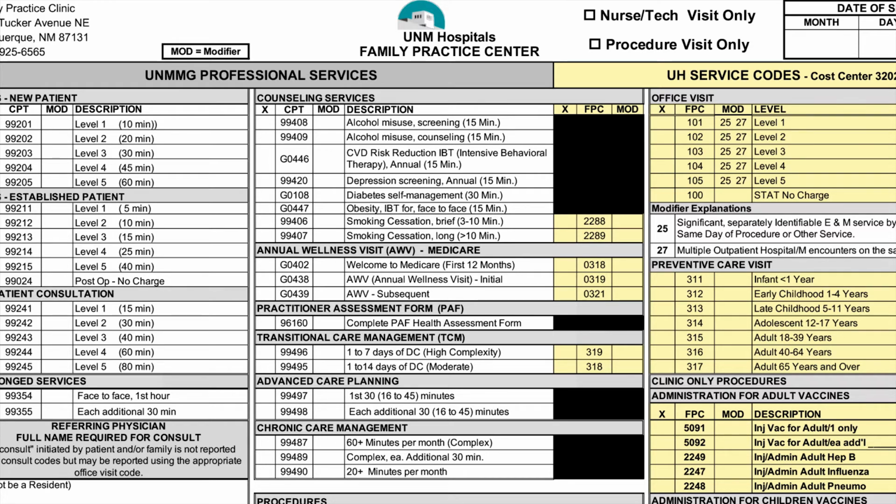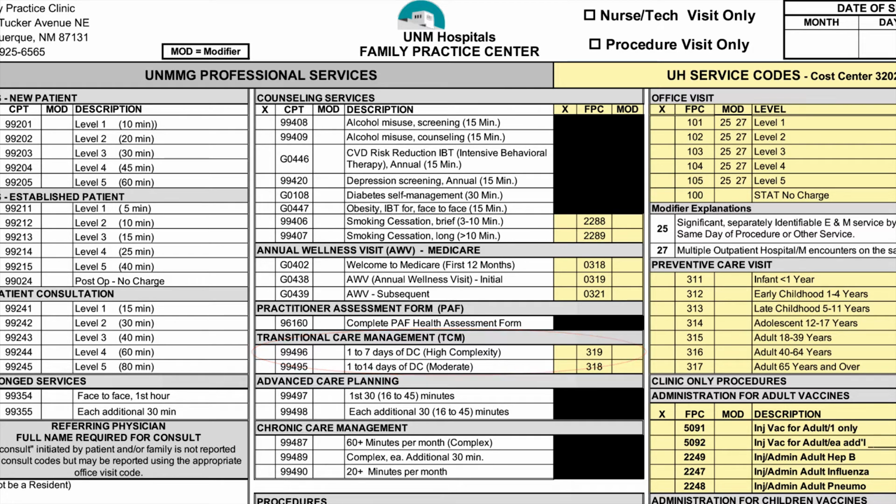The next box, practitioner assessment form. We are seeing a lot of forms coming in that insurance companies want us to fill out that assesses the patient's unique risk, and that form takes time to fill out. So if you have to fill out any insurance form based on the patient's unique risk, you would check this box.